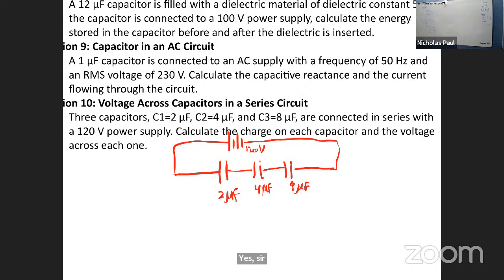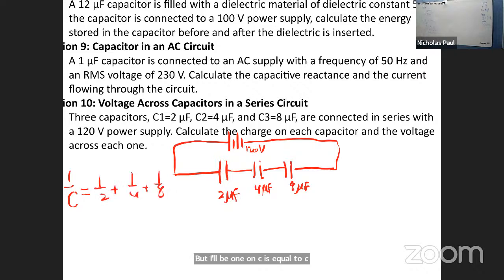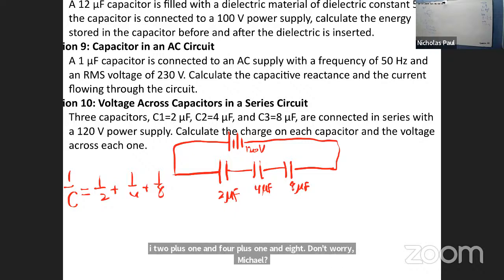Right, so you got it. Calculate the charge on each capacitor. The first thing you need to get is the overall capacitance. So 1 on C is equal to 1 on 2 plus 1 on 4 plus 1 on 8. Don't worry about the micro, we'll calculate it after. How much do you get?